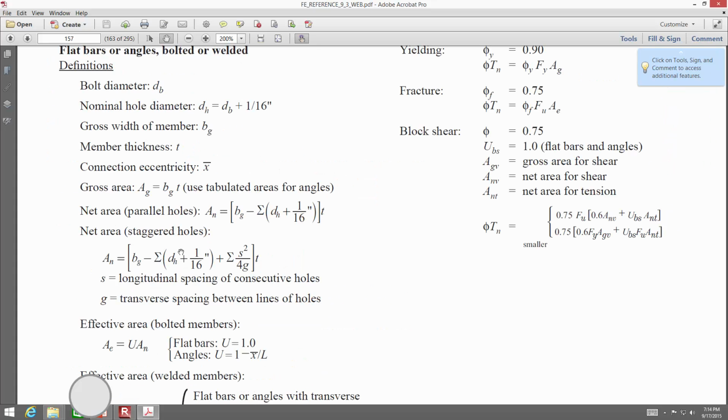So this is something I want you to be aware of. If you remember when we calculate a net area, you take the bolt diameter and add what?